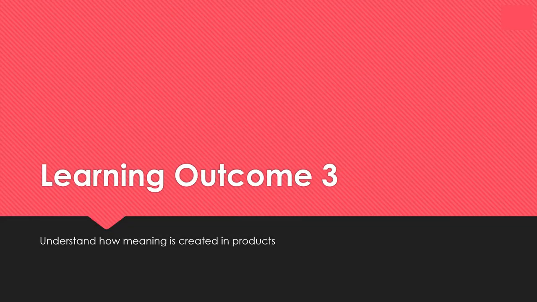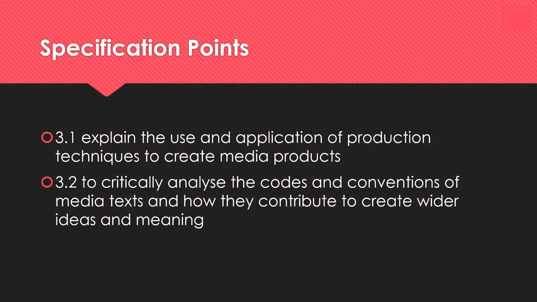This is learning outcome 3, which is understanding how meaning is created in products. So according to the specification, you need to be able to explain the use and application of production techniques to create media products, and you need to critically analyse the codes and conventions of media texts and how they contribute to wider ideas and meaning.